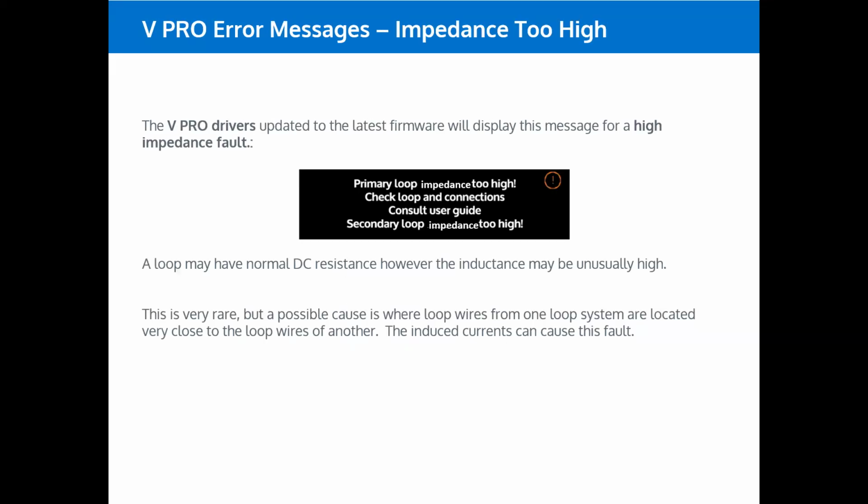Just before we go on to the V plus drivers, Dave, are there any points that you would like to add regarding this? No, I think you covered it. Okay, thank you.